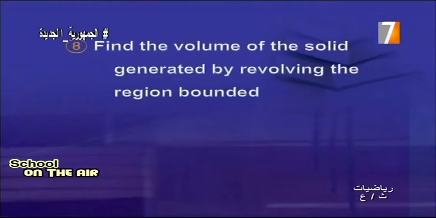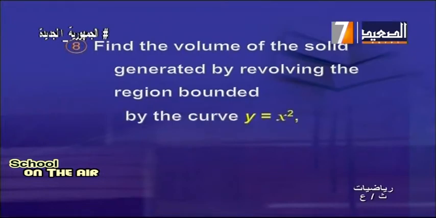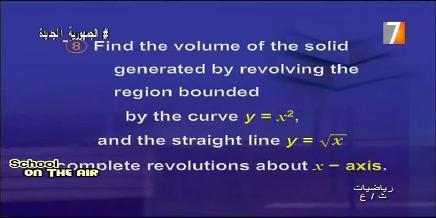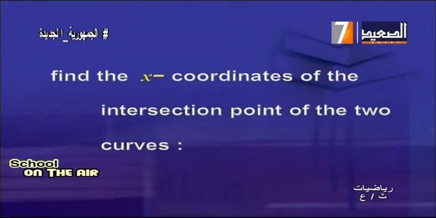Number 8, find the volume of the solid generated by revolving the region bounded by the curve y equals x power 2 and the straight line y equals square root of x, complete revolution about x axis. Now we have two curves, y1 and y2. y1 equals x power 2 and y2 equals square root of x.